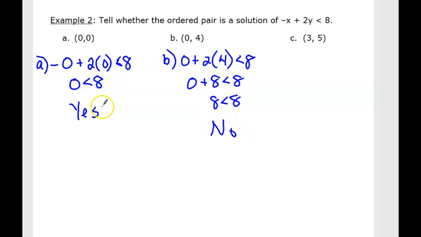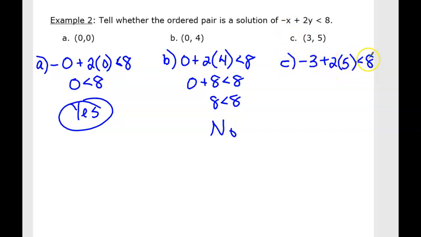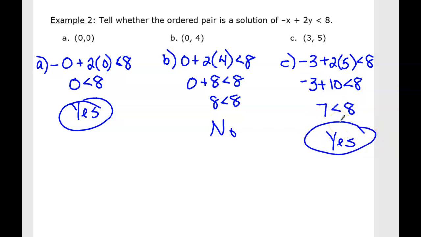All right, so far A is a solution, B is not. Let's look at C. So C, we've got negative x, so C would be negative 3 plus 2 times 5, is that less than 8? Negative 3 plus 10, is that less than 8? 7 is less than 8. That is true. So that's a solution as well. So in that example, A and C are both solutions.